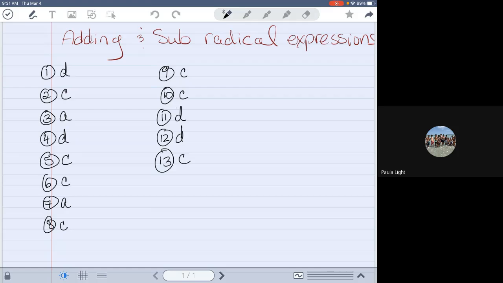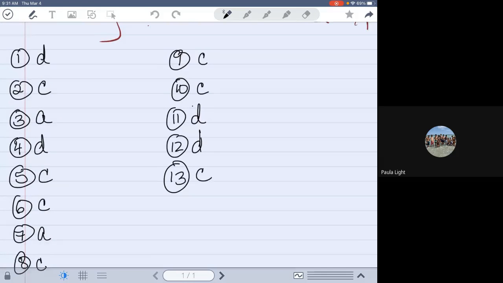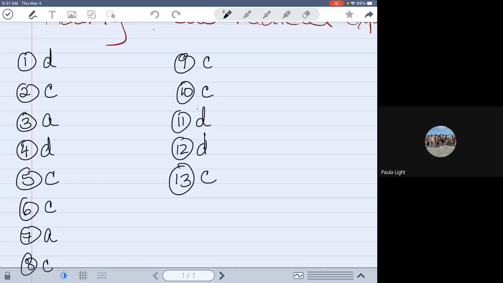You cannot add radical expressions that don't have the same radicand, meaning square root, and underneath it has to be the same. Multiplying is fine. You just can't multiply square roots times cube roots.